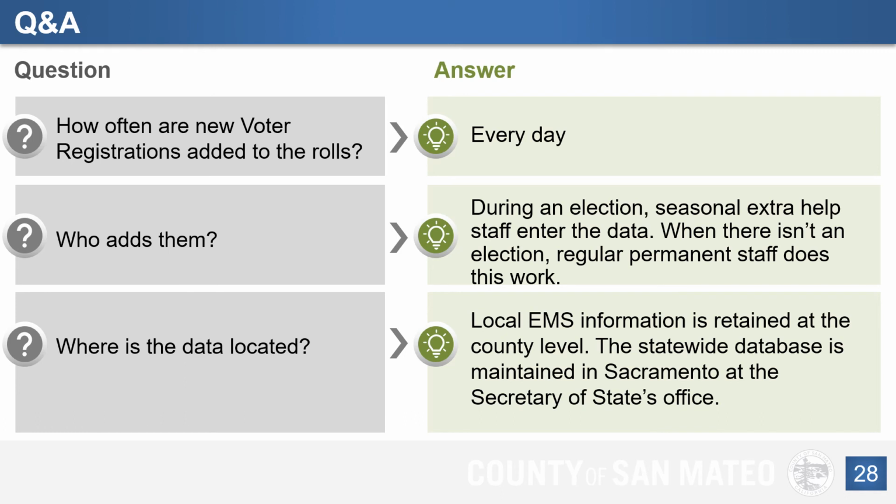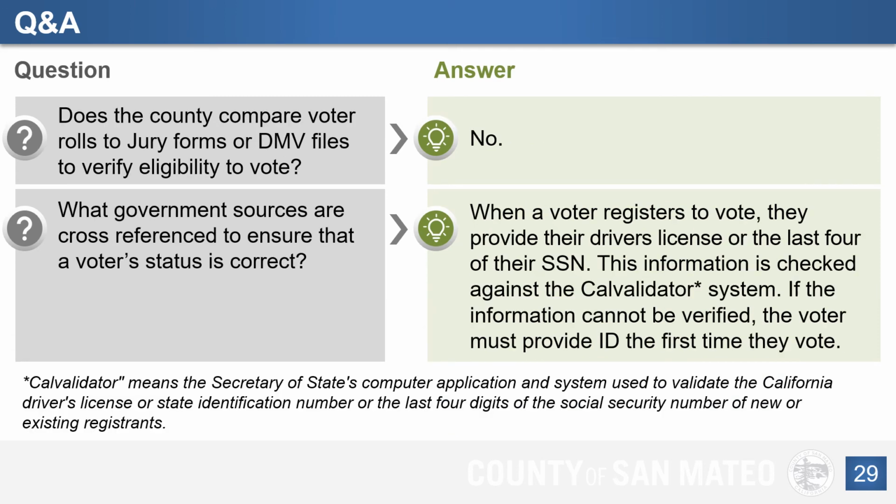Question: where is the data located? Answer: local election management information is retained at the county level. The statewide database is maintained in Sacramento at the Secretary of State's office. Question: does the county compare voter rolls to jury forms or DMV files to verify eligibility to vote? Answer: no. Both the DMV and the election office provide a list to jury services, but that is all.